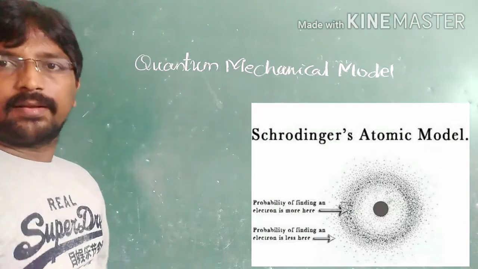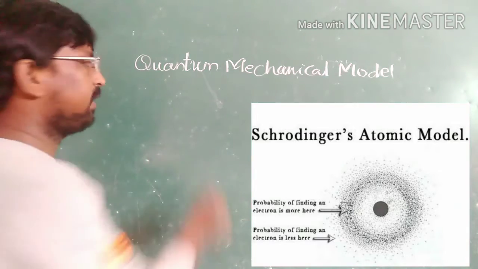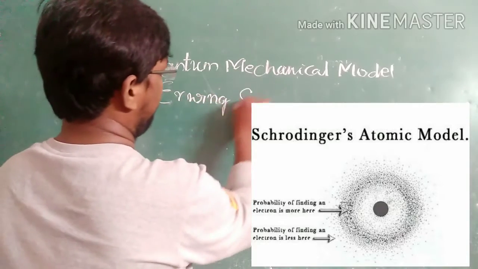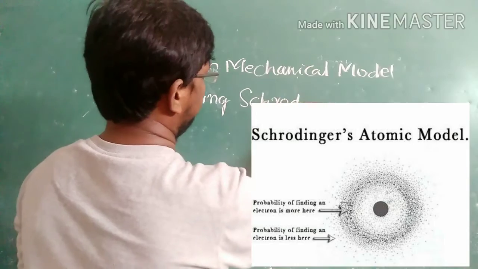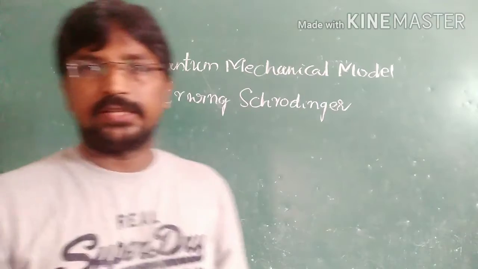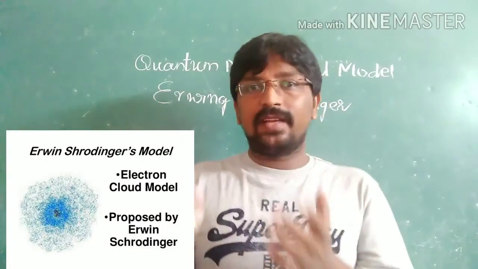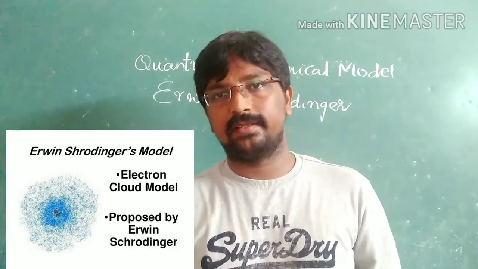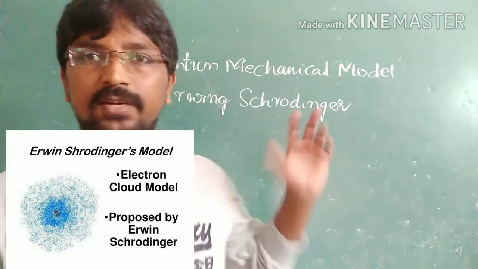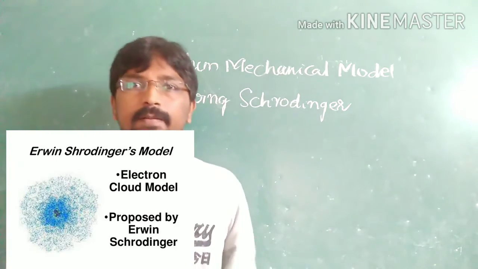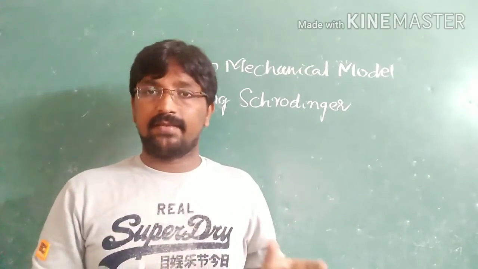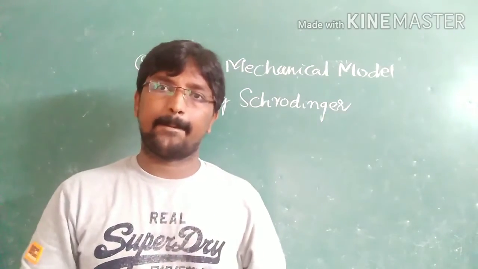The quantum mechanical model was developed by Erwin Schrödinger. Actually atoms do not have a definite boundary. It was explained using the quantum mechanical model developed by Erwin Schrödinger. So if there are no definite orbits, where are the electrons present in an atom?